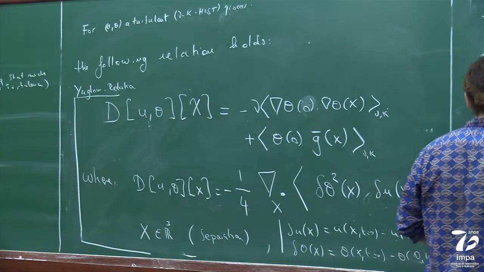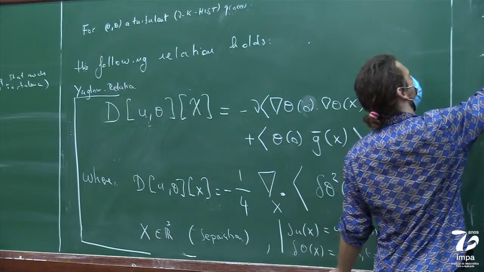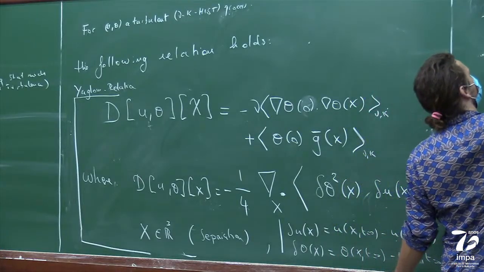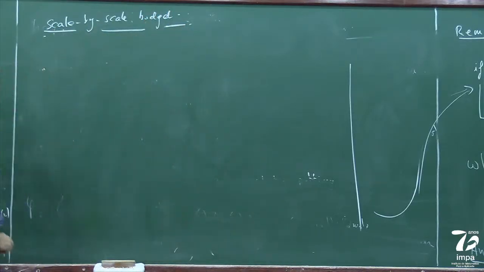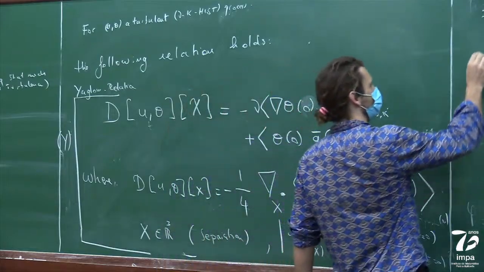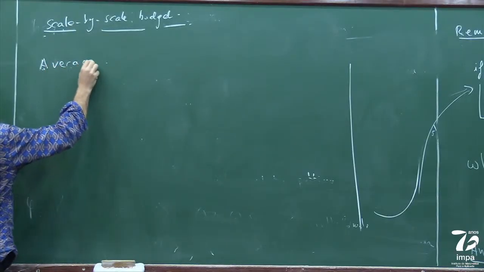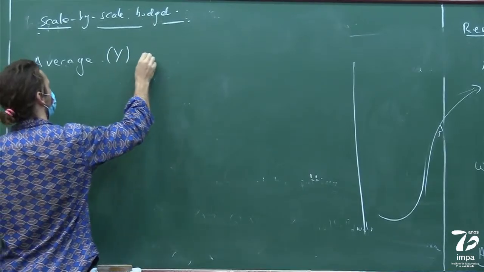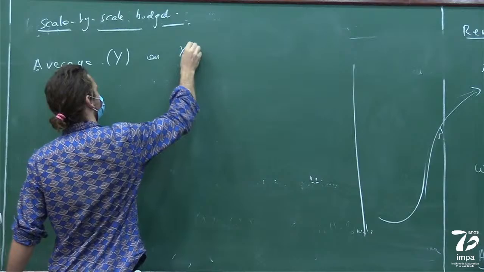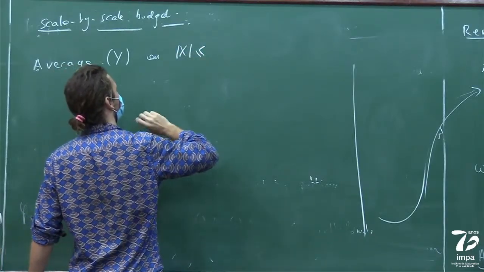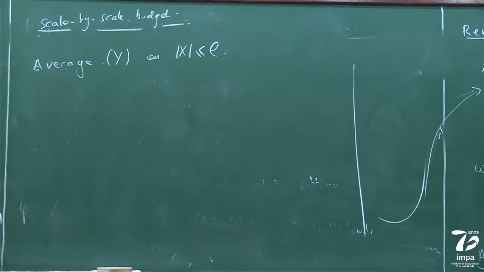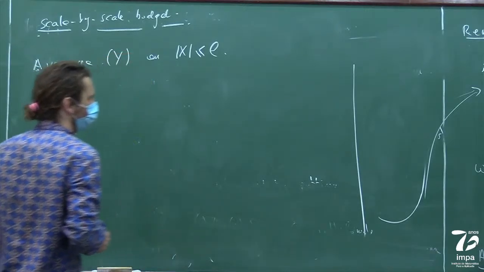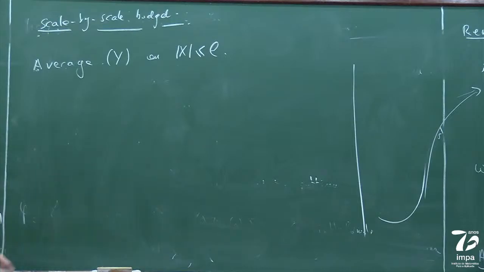This will give us the scale-by-scale budget. So let's call it Y, the average of Y on x smaller than observation scale L. In order to do that, let's just make a remark.